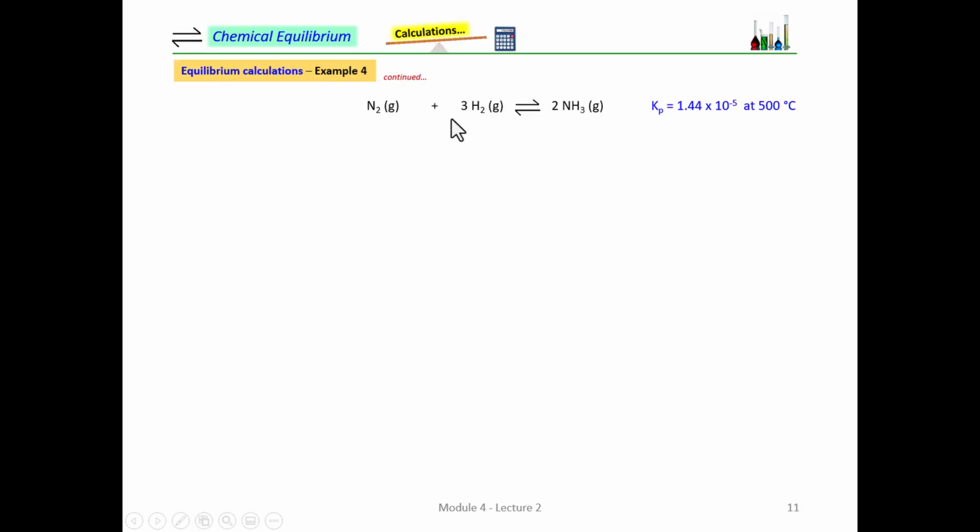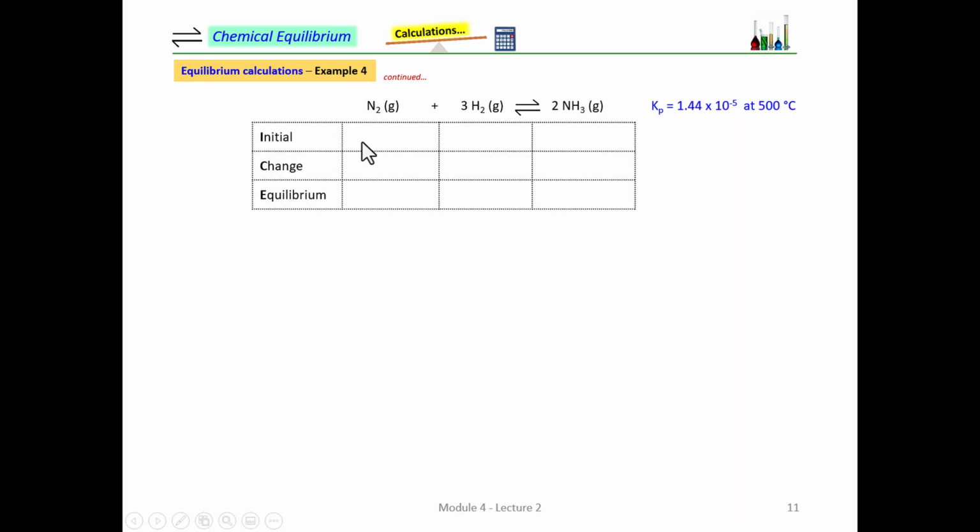So here's our equilibrium, our Kp value. We set up an ICE table and we put in our initial conditions. And remember, these are in terms of partial pressures. So we have 1.5 atmospheres for nitrogen, 4.5 atmospheres for hydrogen, and this implies that there's no ammonia at the beginning.